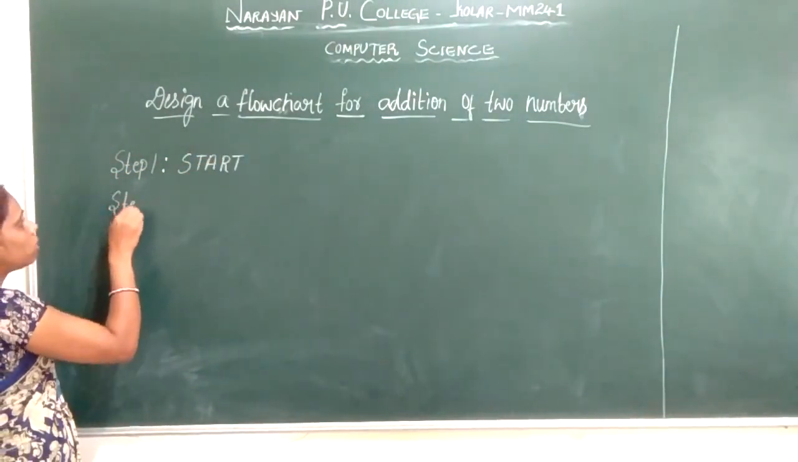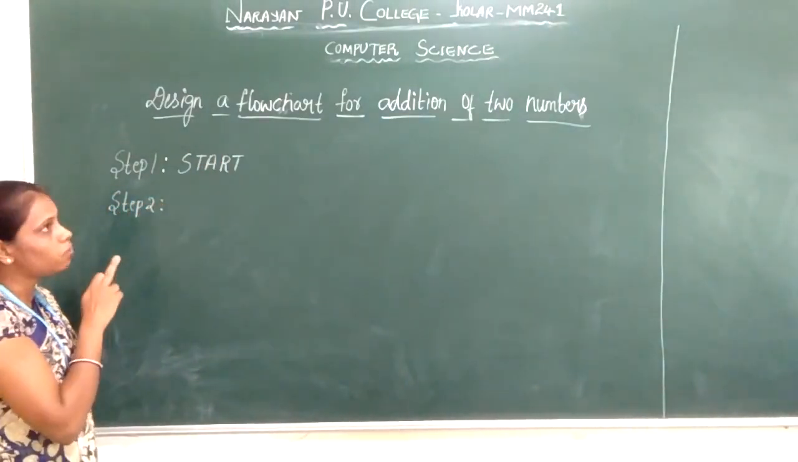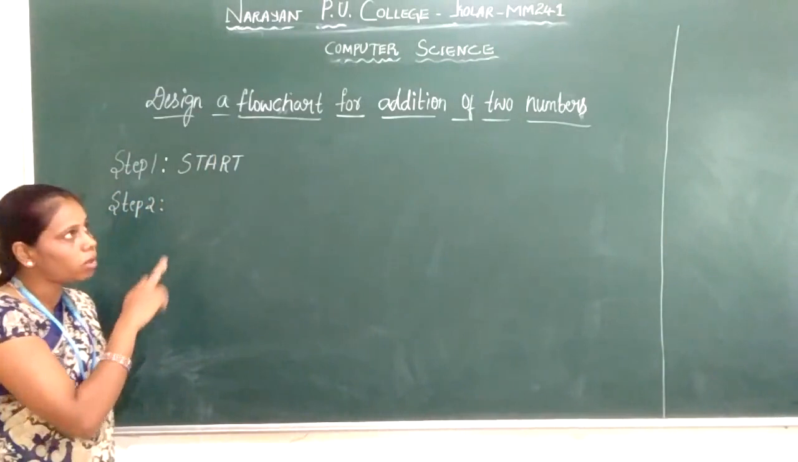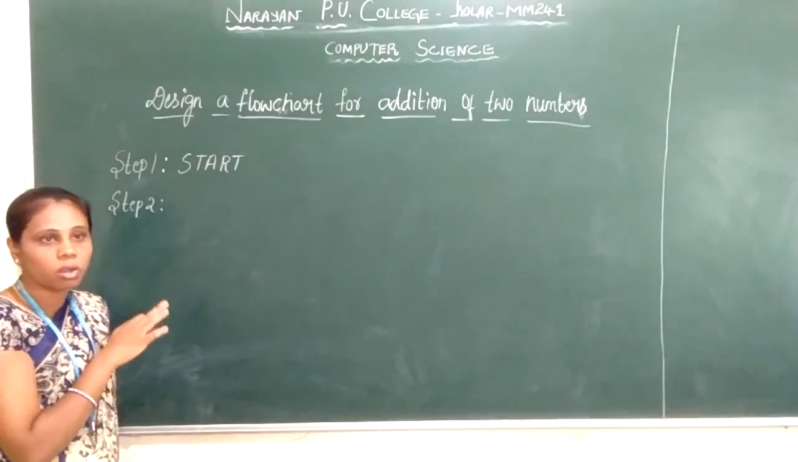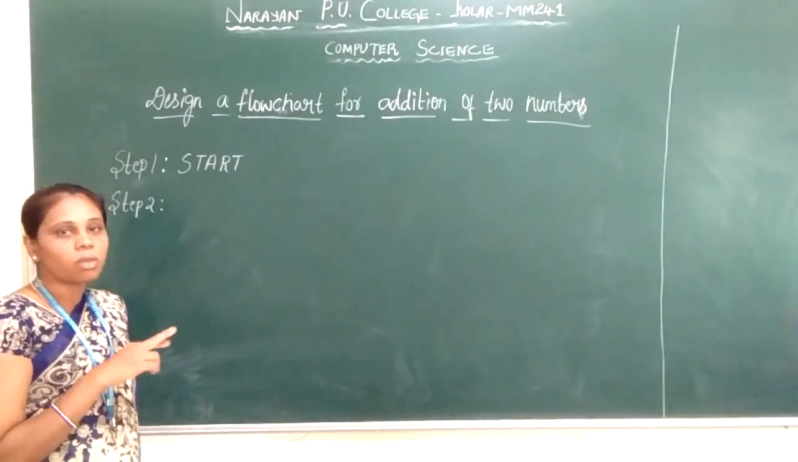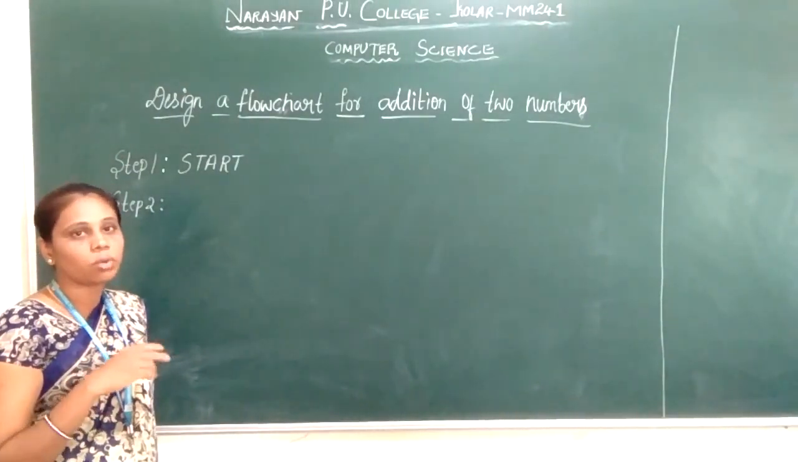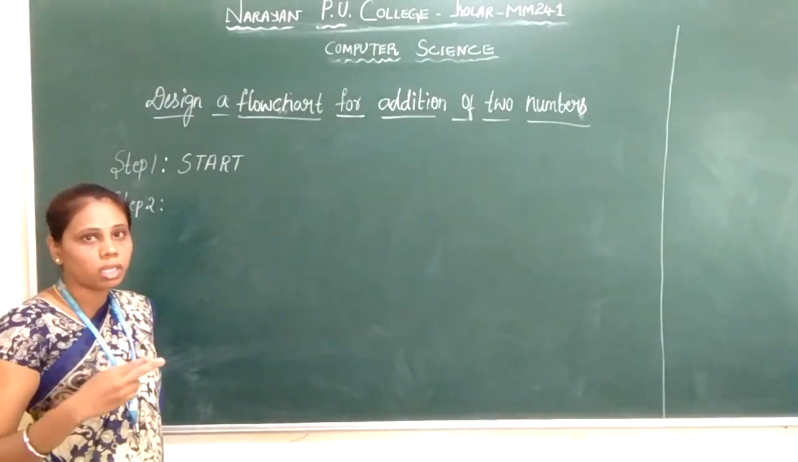Next step we are going to write the input, whatever the input we need. See, first, what is the requirement for addition of two numbers. I am writing an algorithm for addition of two numbers. For addition of two numbers, we need to input two data, that is two numbers, to the system so that we will get the output.